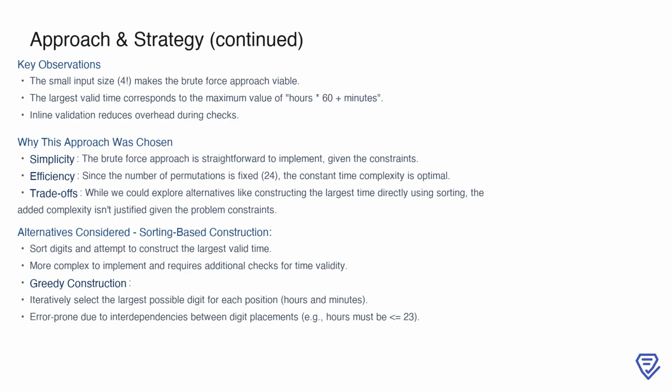This approach was chosen for its simplicity, as it avoids unnecessary complications while still being efficient due to the fixed number of permutations. Alternatives like sorting-based construction or greedy methods were considered but ultimately deemed less suitable. Sorting-based construction, while logical, involves additional complexity for validating time constraints. Greedy construction, where we iteratively pick the largest possible digit for each position, is prone to errors due to interdependencies between placements, for instance, ensuring hours remain within 23. These complexities make the optimized brute force approach the most practical choice.